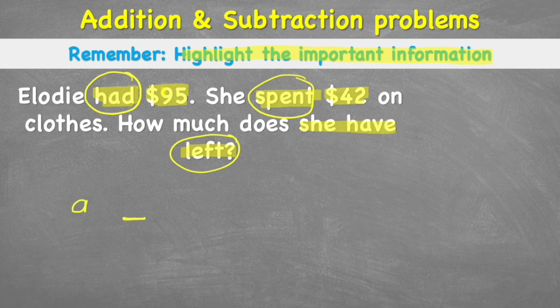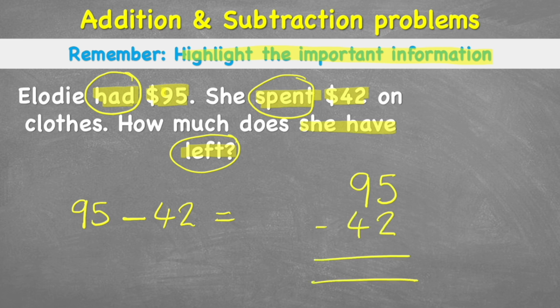So we had 95 and we spent 42. How much do we have left? So our question will be 95 subtract 42. Let's again put that into our column method. 95 subtract 42 equals, and I'm ready to begin.